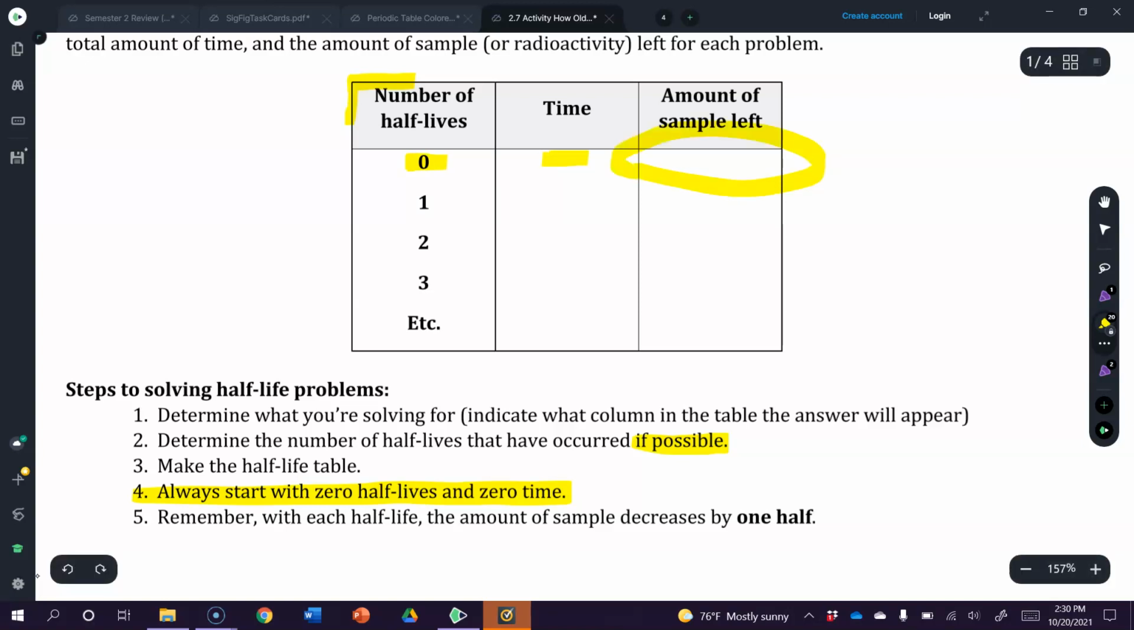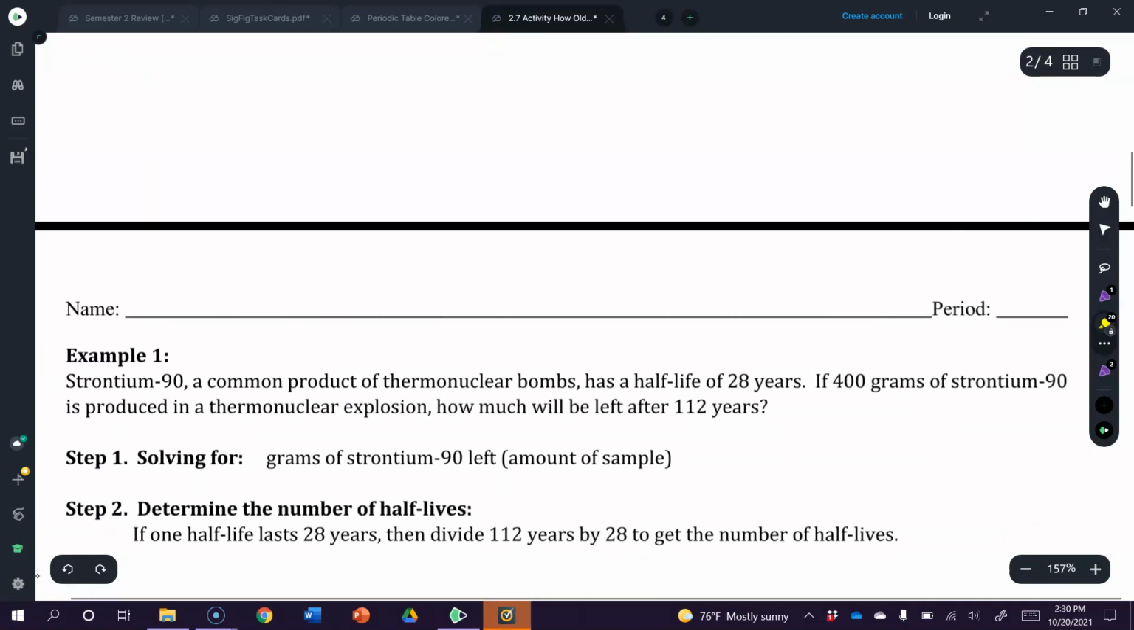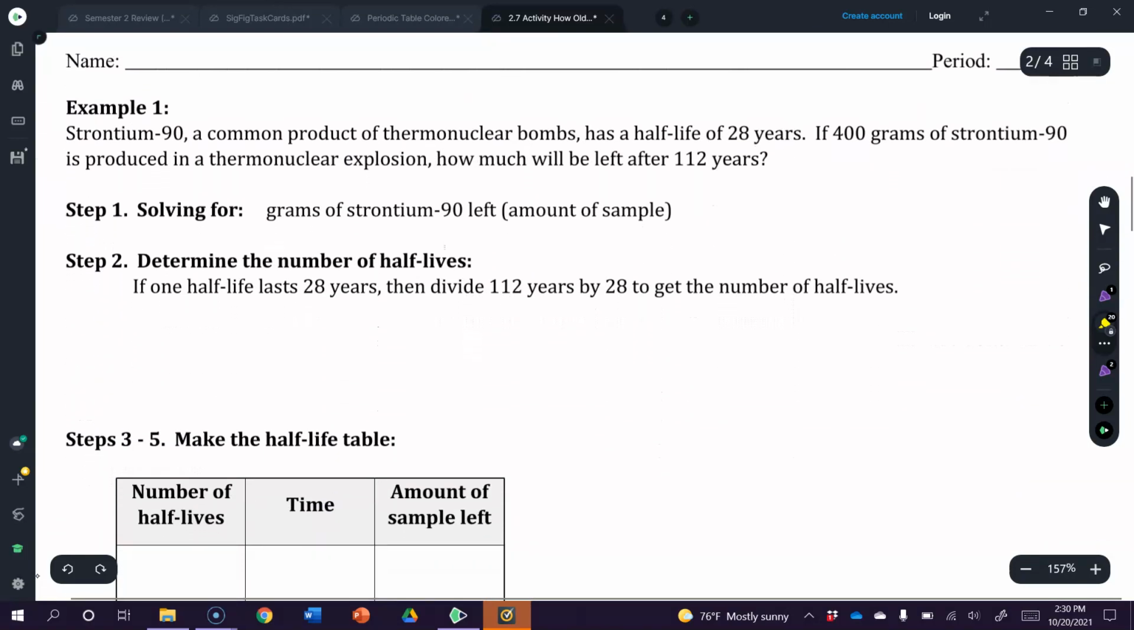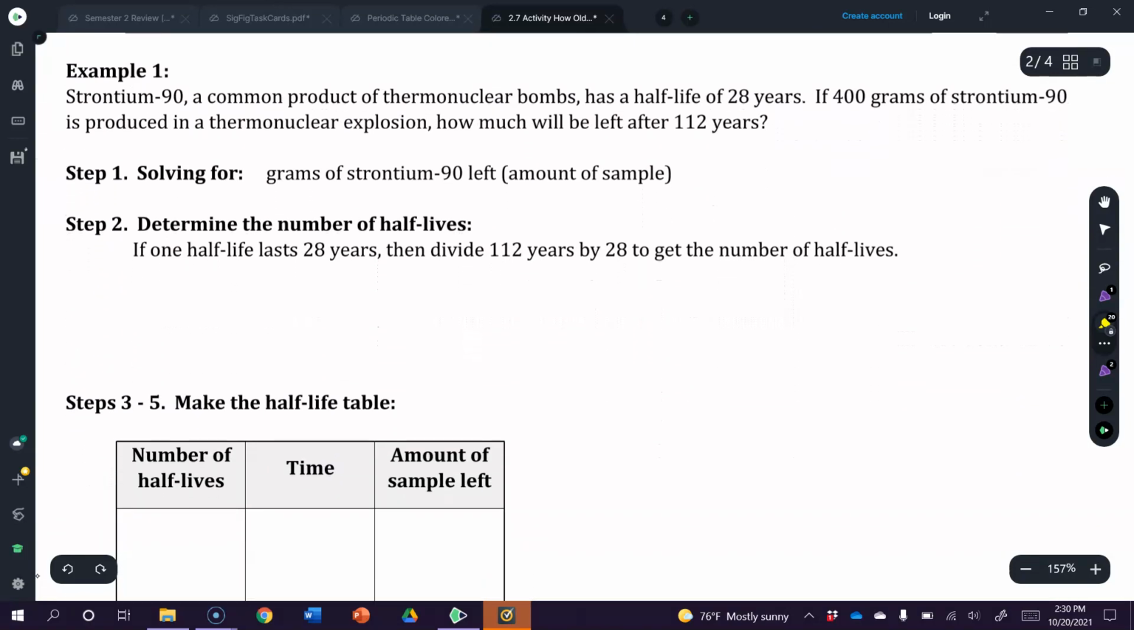Your initial sample is usually given. And then you remember with each half-life, the amount of sample always decreases by 1/2. So you're going to divide by 2 each half-life. So we're going to look at an example of this process.